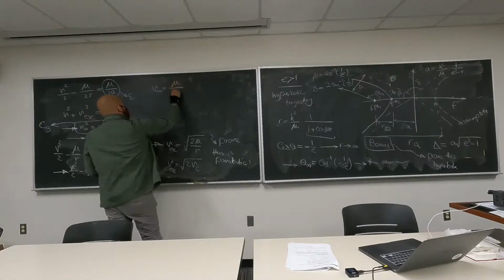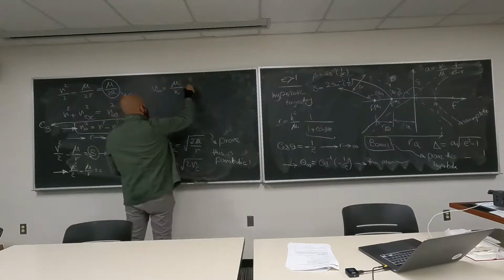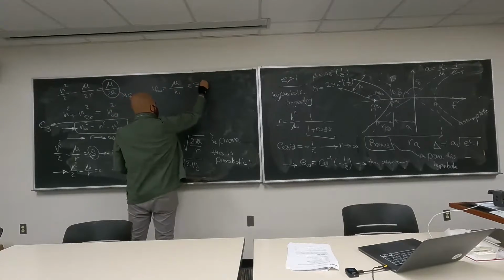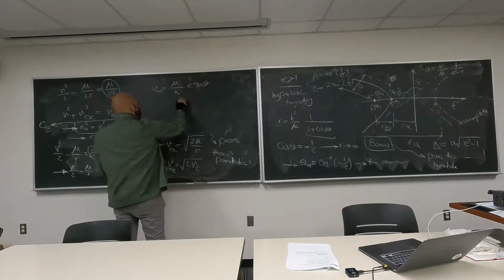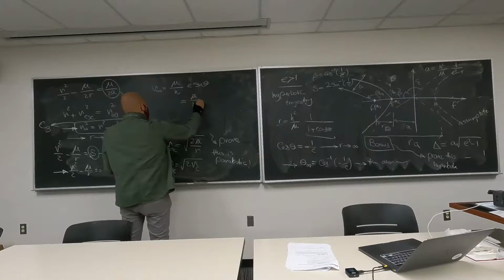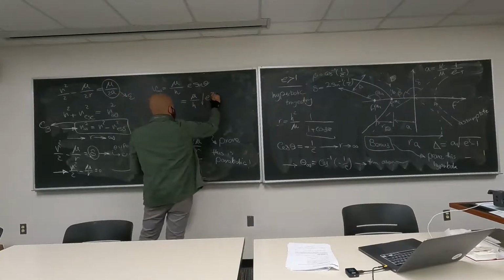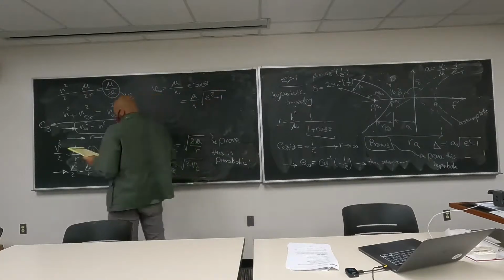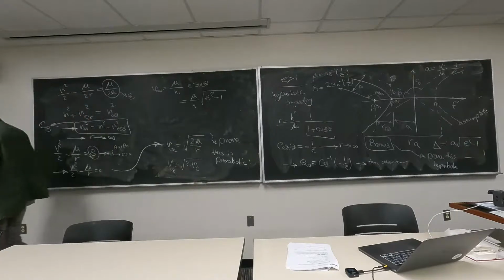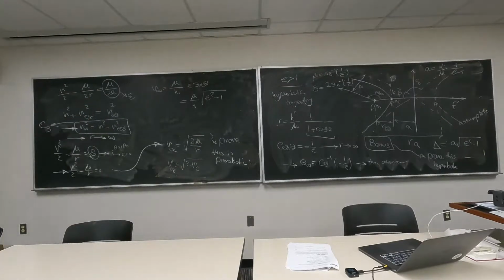So mu divided by h, we can also find V infinity, mu divided by h, e sine of theta is equal to, that's the last equation we are going to see from this type of trajectories or orbits. And we are going to solve an example in the next lecture.